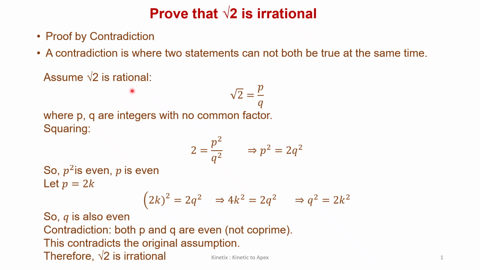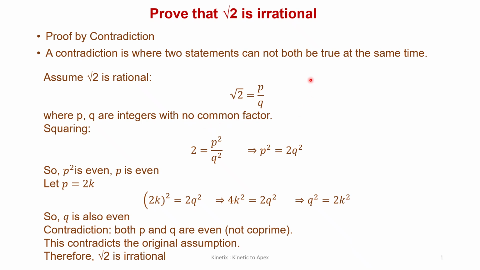number. So what is a rational number? Any number that can be presented in the form of p by q is a rational number. So here root 2 can be presented as root 2 equal to p divided by q. So p and q are integers with no common factor.